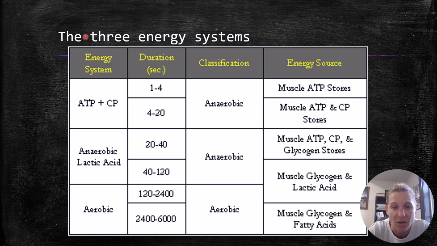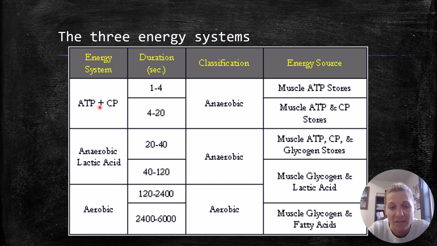So the ATP-PCR system, or the ATP-CP, which is the creatine phosphate system, is short in duration, 1 to 12 seconds. I know this says 20 seconds, I think it's more like 12 seconds. It's anaerobic in nature, which means it does not require oxygen. We're going to use ATP that's stored in the muscles, and phosphocreatine or creatine phosphate that's also stored in the muscle. So high intensity and short duration for the ATP-CP system.